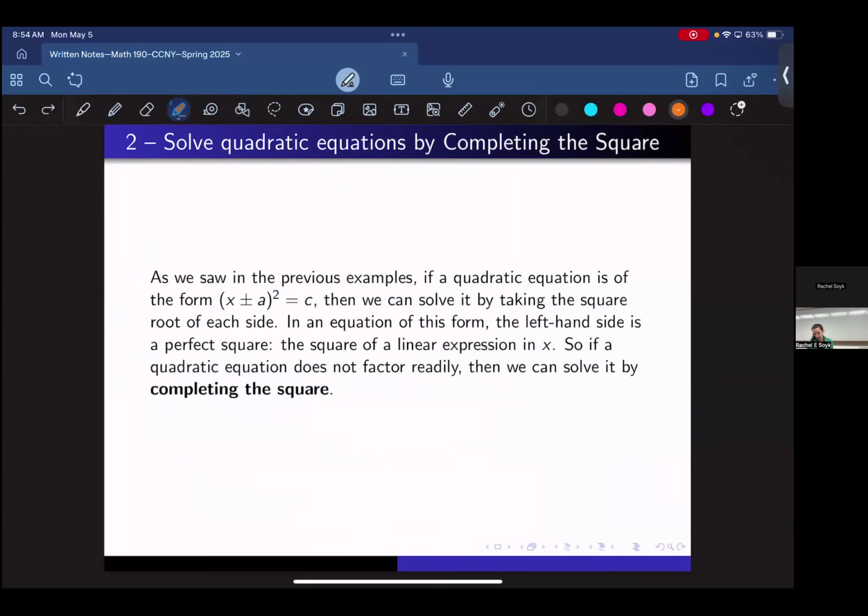As we saw in the previous examples, if a quadratic equation is of the form x plus or negative a squared equals c, then we can solve it by taking the square root of each side. In an equation of this form, the left-hand side is a perfect square, the square of a linear expression in x. So if a quadratic equation does not factor quickly, then we can solve it by completing the square.